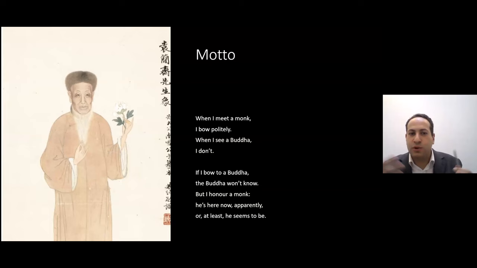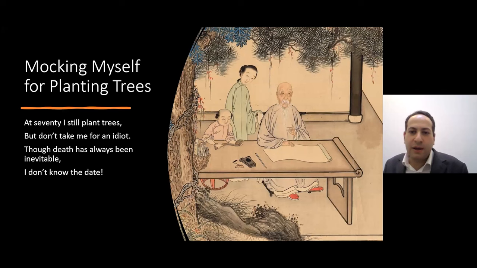And then here, Yuan Mei with his female students, in another poem, he mocks himself for planting trees. At 70, I still plant trees, but don't take me for an idiot. Though death has always been inevitable, I don't know the date. So again, this very direct, funny, humorous way of writing poetry. He's really one of the great poets of the Qing dynasty.